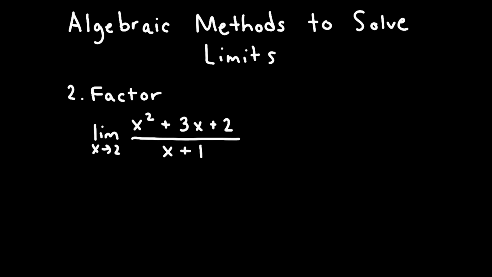Our next method is factoring. You're usually going to use this method when you have some kind of polynomial or something involving x squared. So that's going to be a good sign that you might want to factor. And in this case, if we factor the numerator, we're going to get x plus 2 times x plus 1.